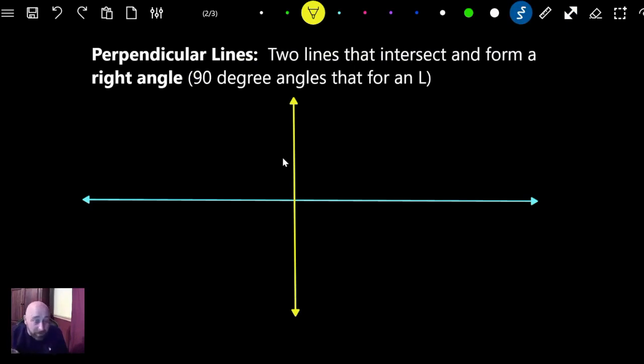I don't know why they don't call it a left angle, but they call it a right angle. Maybe it's a wrong angle, I don't know. But this is a right angle. So look right here, okay? Right where it crosses right here. Let me change the color so you can see it a little better.